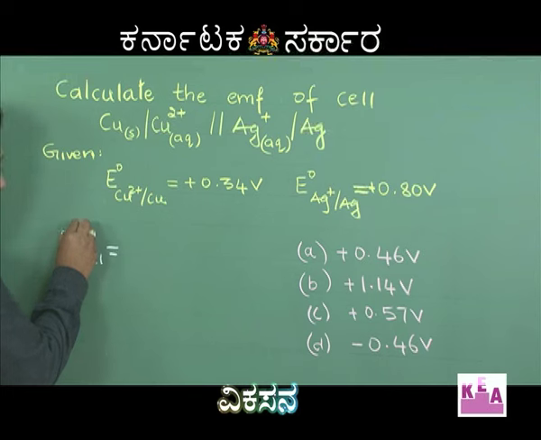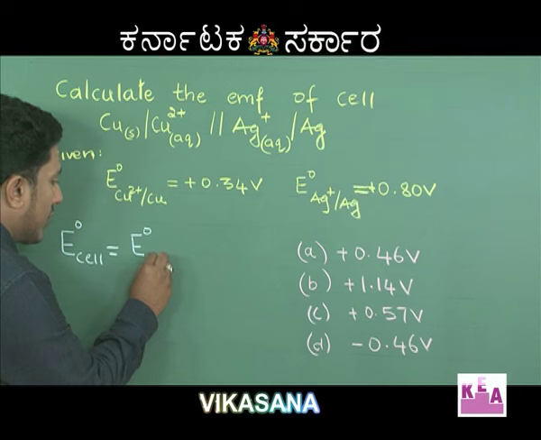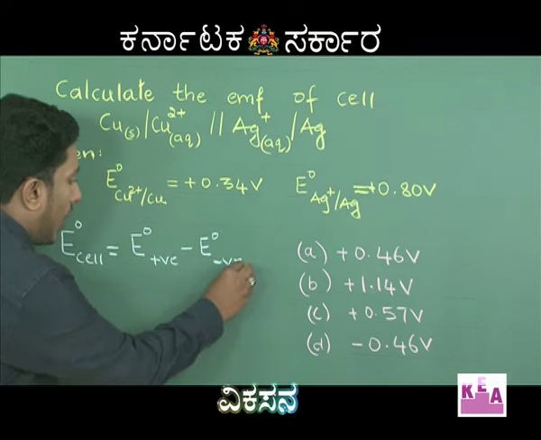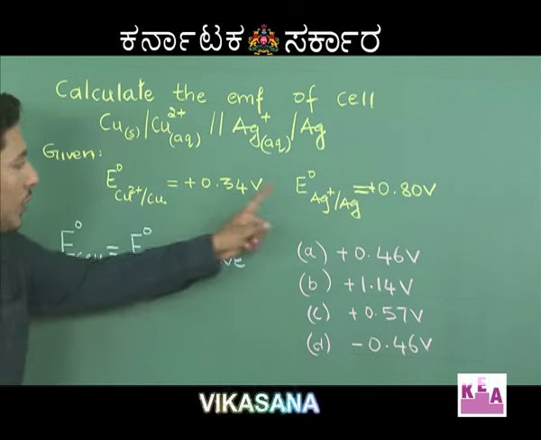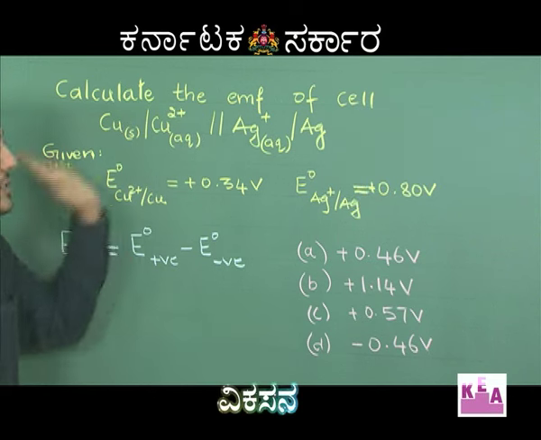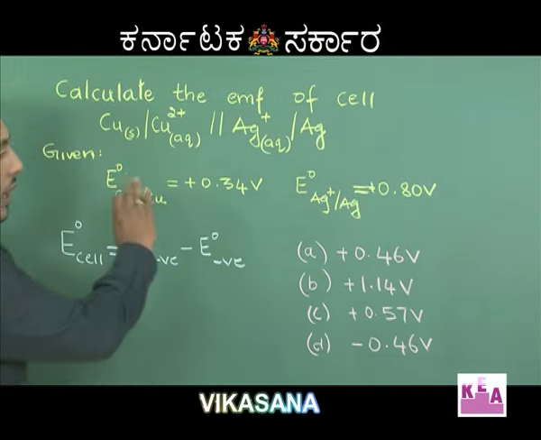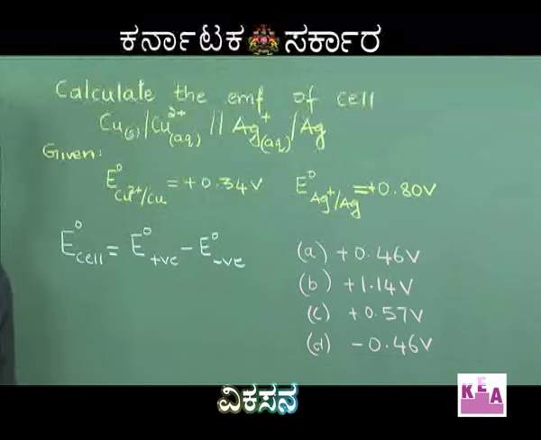EMF of a cell, that is E naught of cell, is equal to E naught of positive electrode minus the E naught of negative electrode, or E naught of cathode minus the E naught of anode. Out of the two electrodes, the positive electrode can be determined by the values that are given, and you can even determine it by the cell representation. Negative electrodes are always written on the left hand side and positive electrode is always written on the right hand side. So hence copper should be negative electrode and silver is the positive electrode.